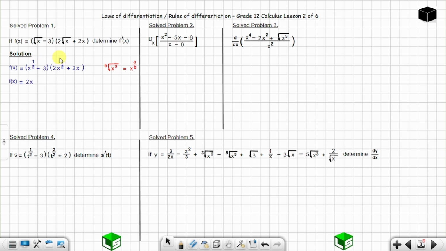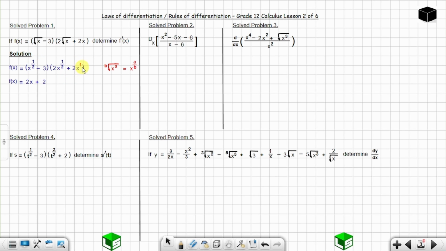A half plus a half, which is 1. So you have 2x, x to the power of 1. Okay, so we are done with this. Now we are going to take this times this. So you have plus 1, the invisible coefficient of 1, times 2, which is 2x to the power of 1 over 2, times this x to the power of 1.